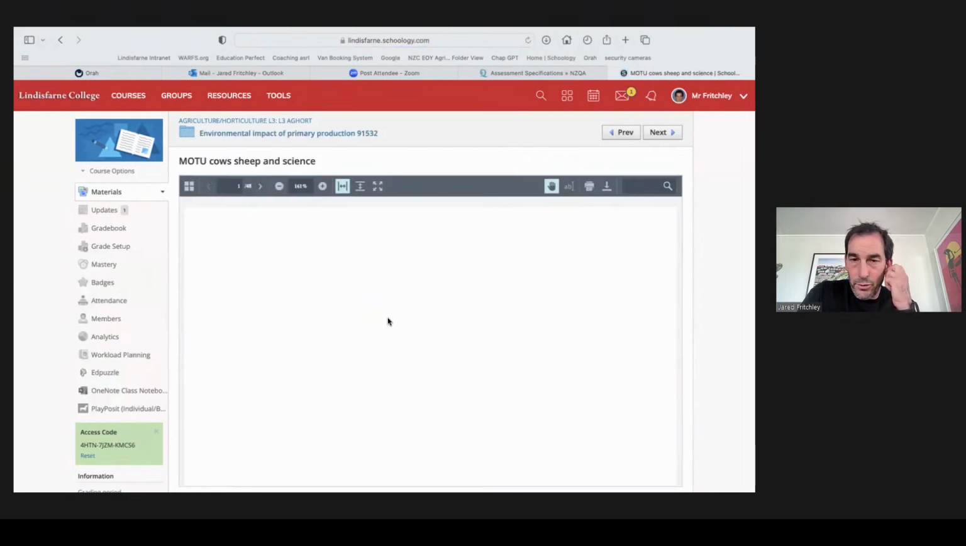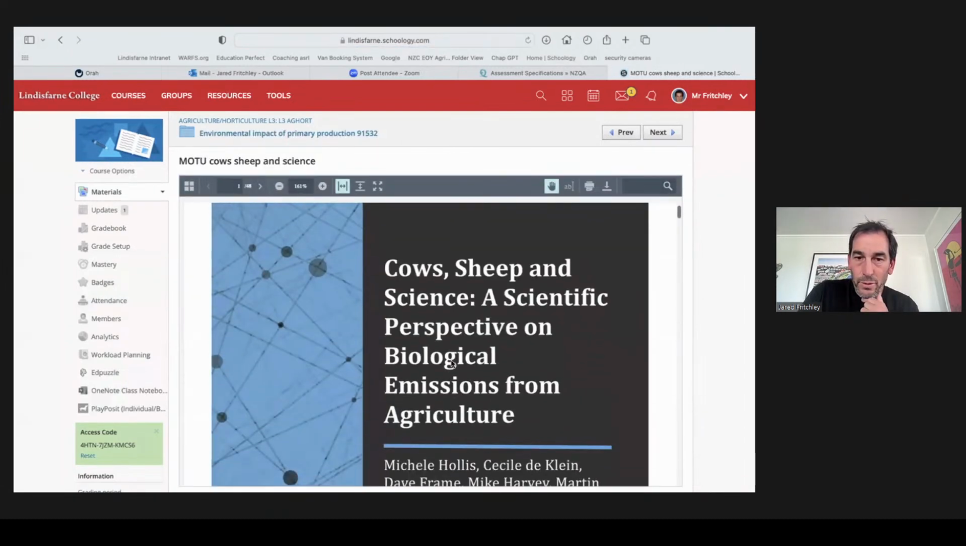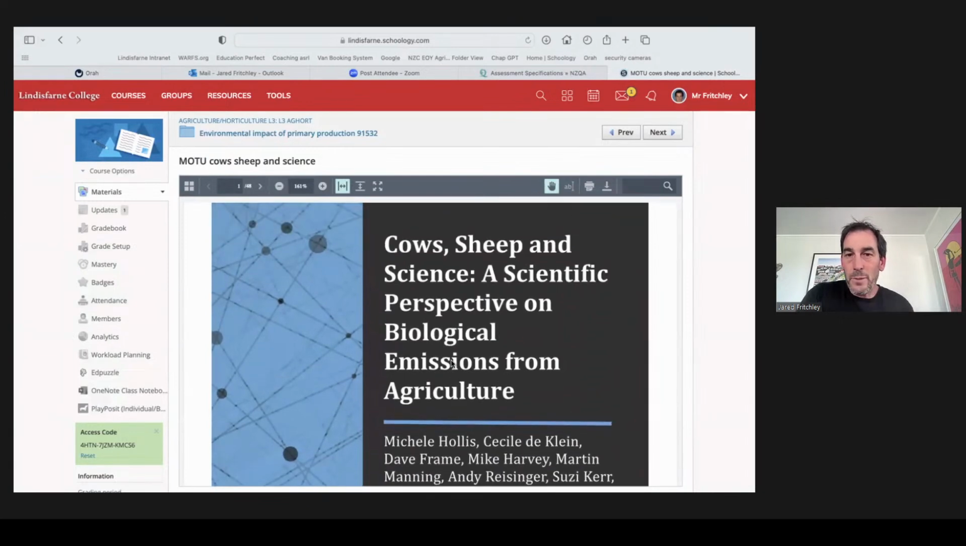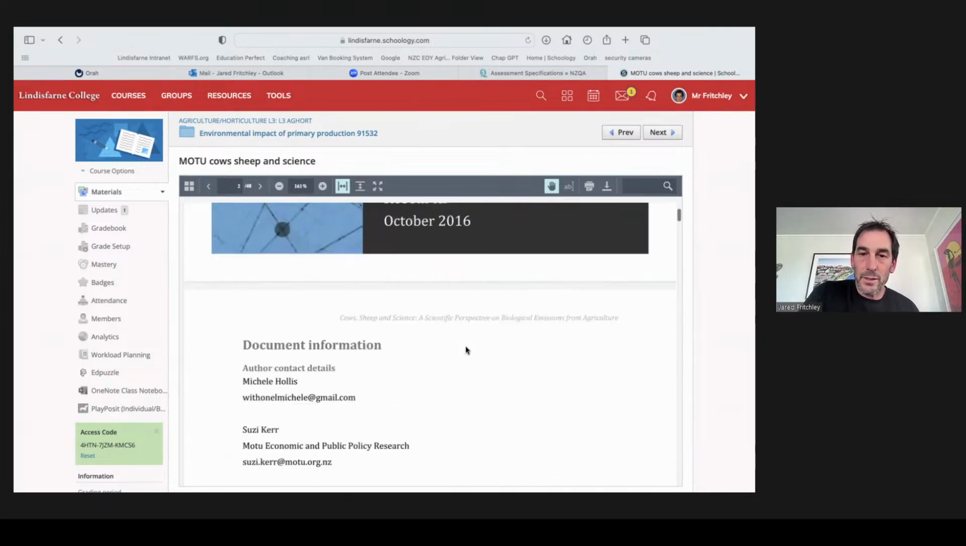Motu, little research group, I think from Palmerston North. Cow, Sheep and Science, a scientific perspective on biological emissions for agriculture. As you can see, my ones I was looking at with my lads was around animals and stock. But if you were looking at an orchard, whether it's kiwi fruit, apples, grapes, or whatever else around the country, you'd have different articles. But again, just a great chance to do some reading.